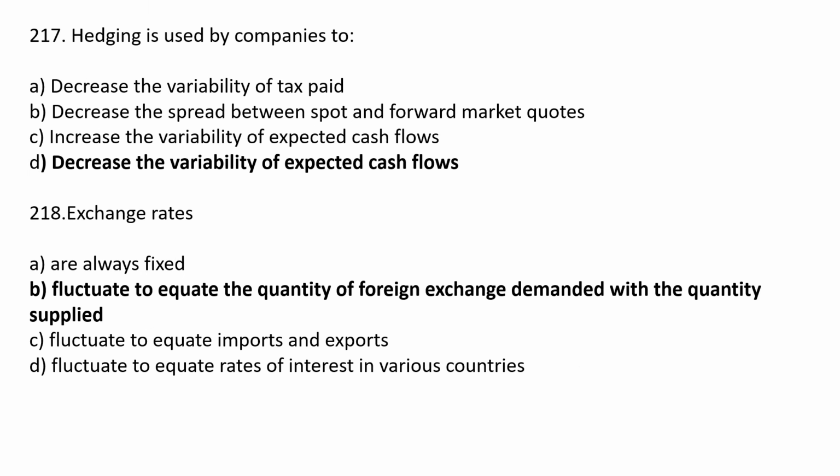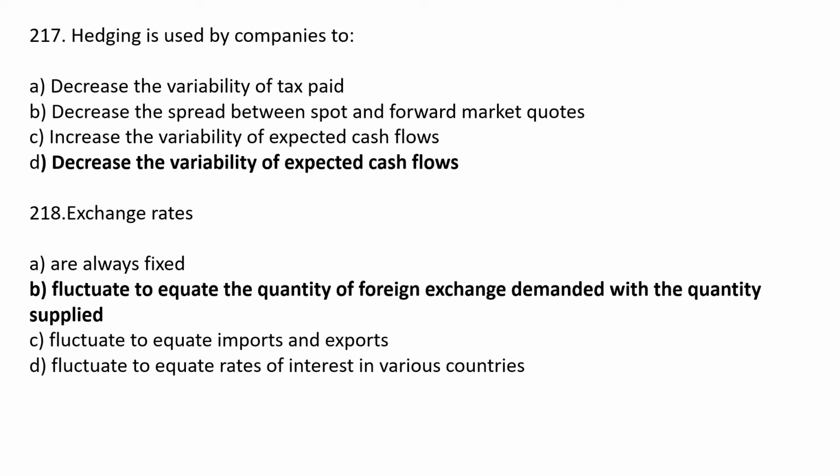Hedging is used by companies to decrease the variability of tax paid. Option B, decrease the spread between spot and forward market quotes. Option C, increase the variability of expected cash flow. Option D, decrease the variability of expected cash flow. The correct answer is option D, decrease the variability of expected cash flow.